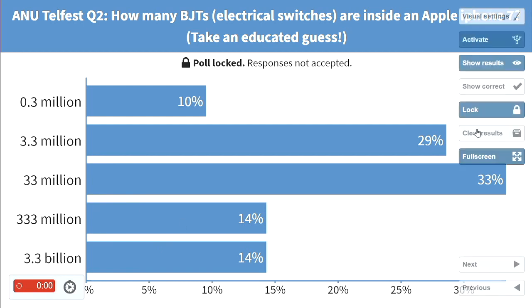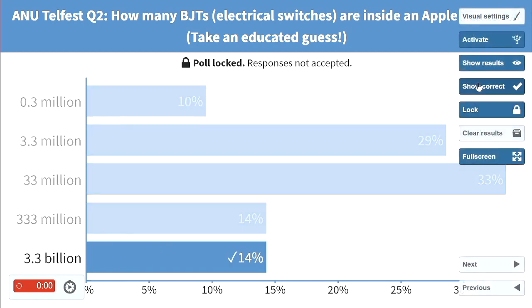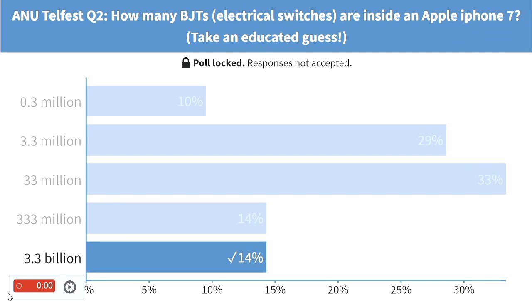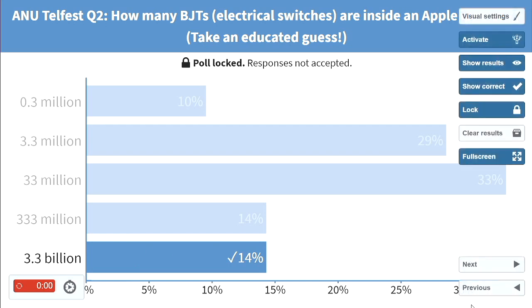Well, it might surprise you. It's actually 3.3 billion. And if you look at the stats on the Apple website for the latest iPad, I think it's close to 10 billion. It could be even more. Isn't that fascinating? So I guess what this little demo has shown is that Poll Everywhere can easily turn any classroom into an active classroom. And it's this element of discussion that is really important when you're using a classroom response system.